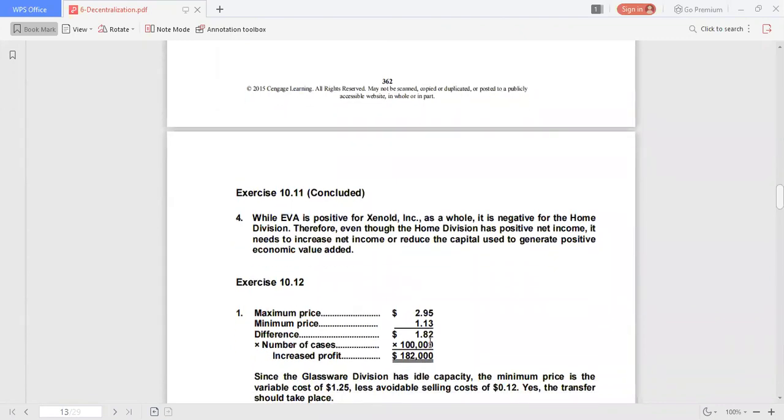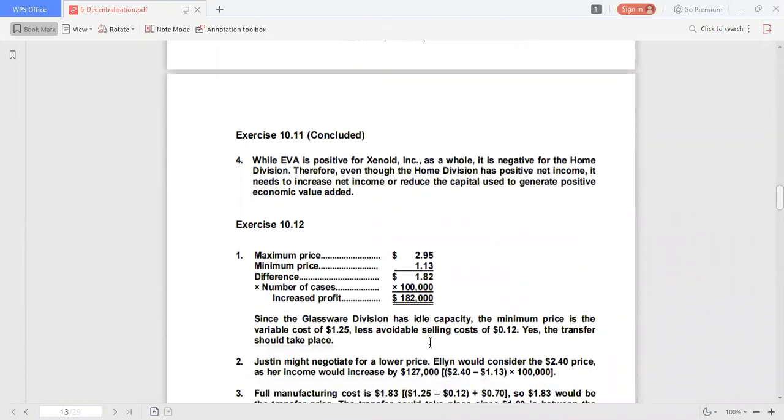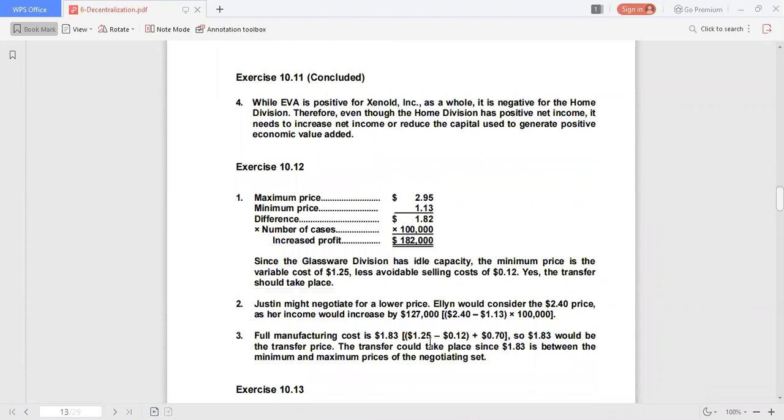Then we go to number 12, transfer pricing and idle capacity. For number 12, what is the minimum transfer price that the glassware division would be willing to accept and the maximum transfer price that the bottled water division would be willing to pay should an internal transfer take place? What would be the benefit or loss to the firm as a whole if the internal transfer takes place?